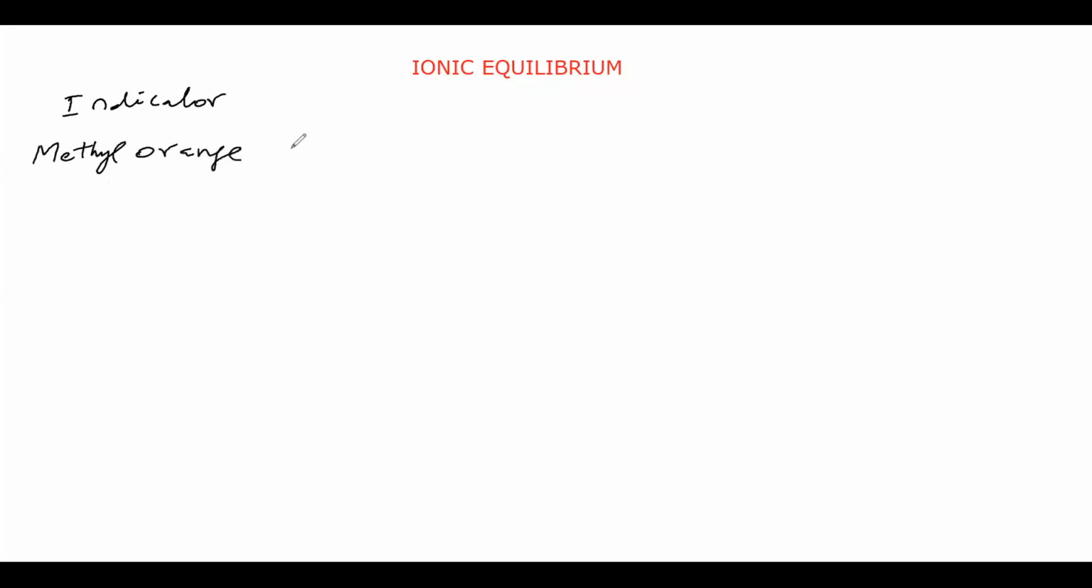Methyl orange indicator will give two colors. One color is red, another color is yellow. This methyl orange indicator will give red color up to pH 3.1, and yellow color from pH 4.4 onwards. So this color is the acid form, and this color is the basic form.